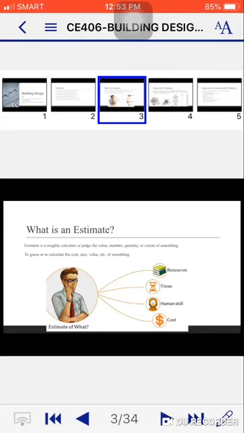So first, what is an estimate? So estimate is to roughly calculate or judge the value, number, quantity, or extent of something. So to guess or to calculate the cost, size, value, etc. of something. So estimate can be identified into different parts. So it may be resources, it can be time, it can be human skill, and it may be a cost.